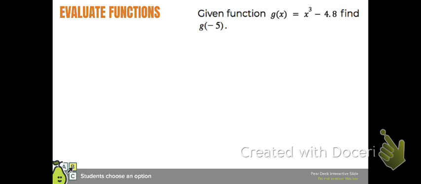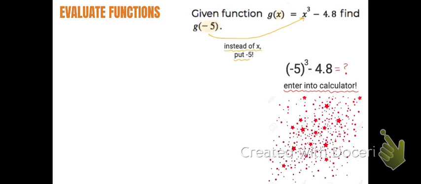Here, same deal. It's a function. We're substituting something into the function. We're putting this in for x. So again, substitute and then put it in your calculator. It's important that you cup whatever you are substituting in for x in parentheses. So this is going to be inside parentheses, -5 raised to the third power minus 4.8. And when you put that in your calculator, you'll get -129.8.